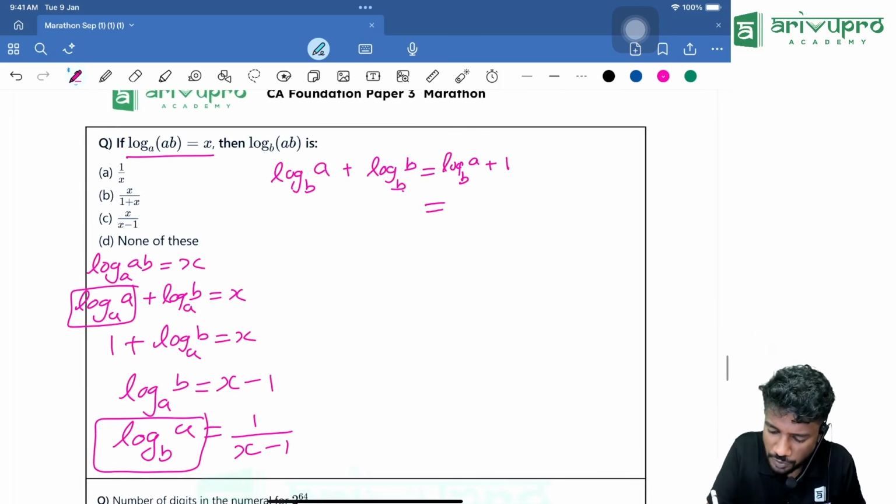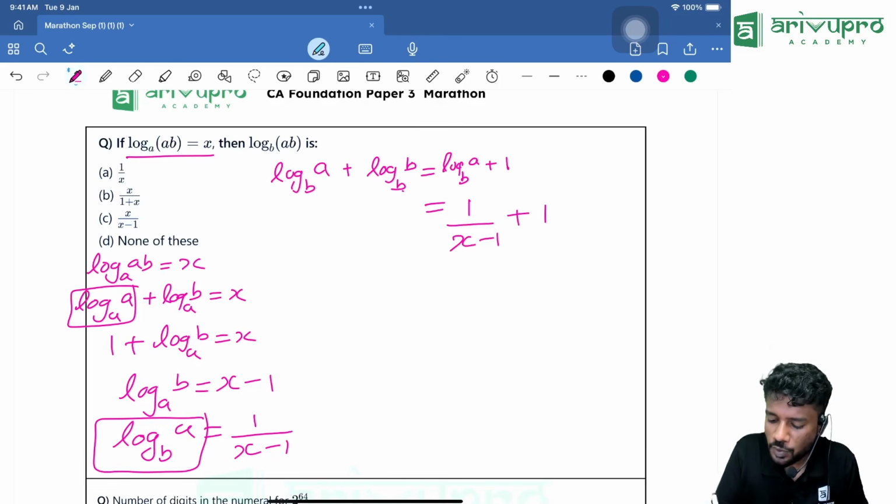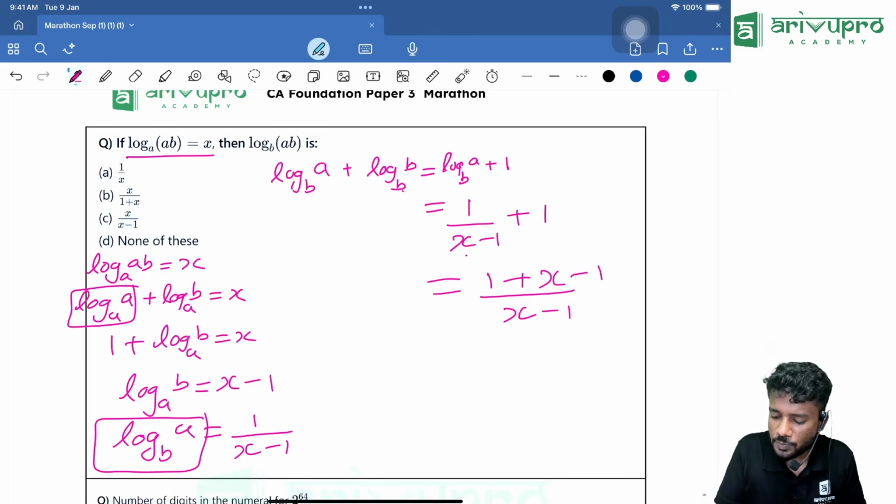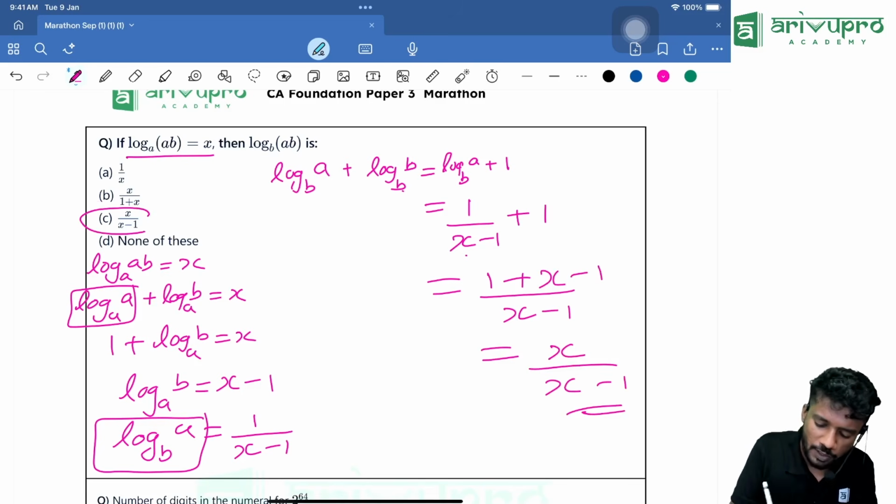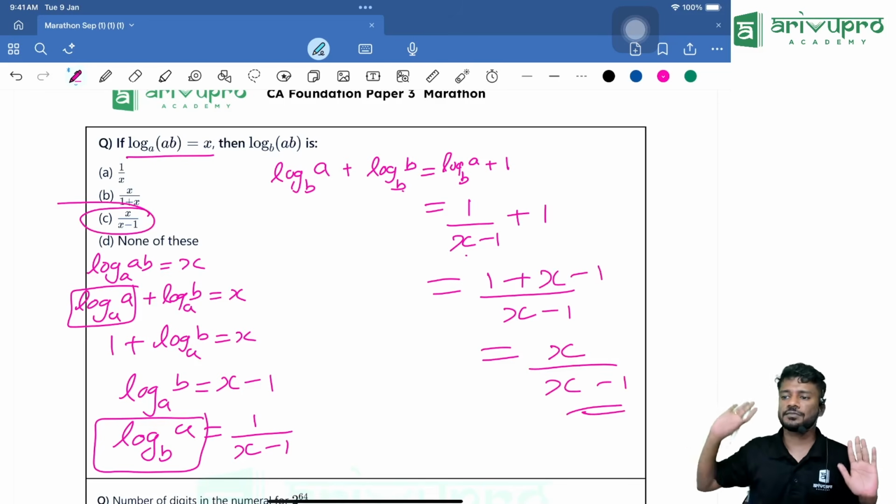Now we will substitute it over here: 1 divided by X minus 1, plus 1. Apply LCM: X minus 1 plus 1, then it will go over X minus 1. What is the answer? X divided by X minus 1. Option C. Is it clear?